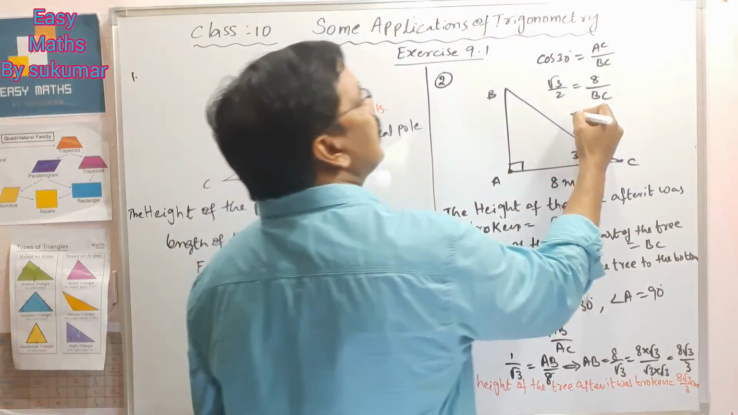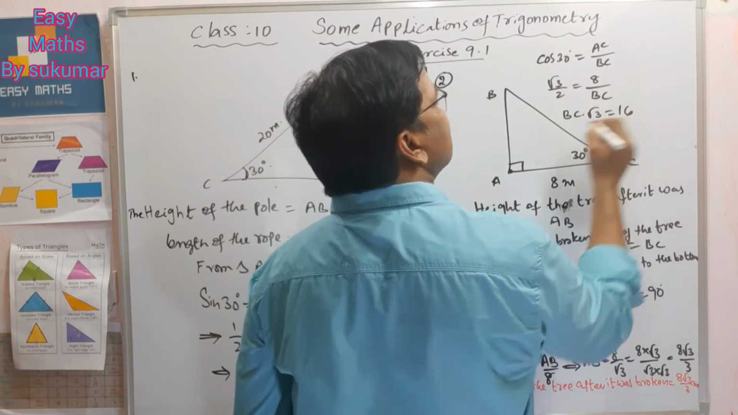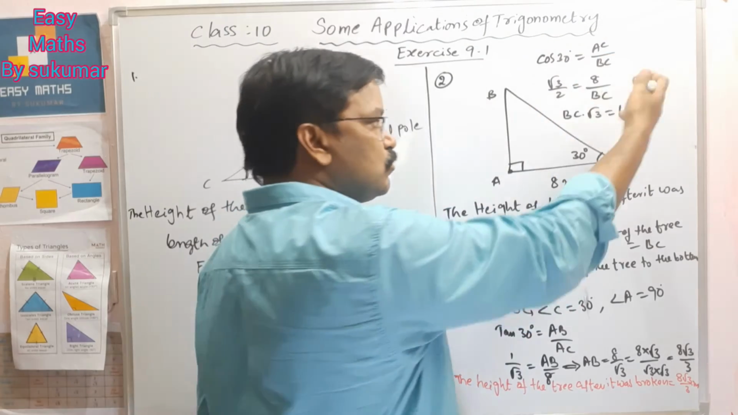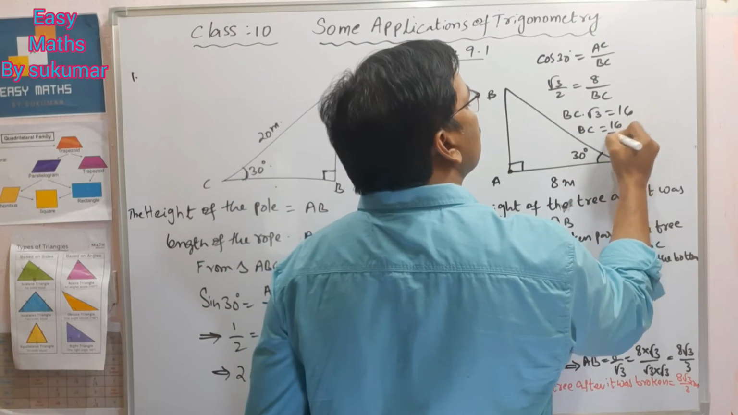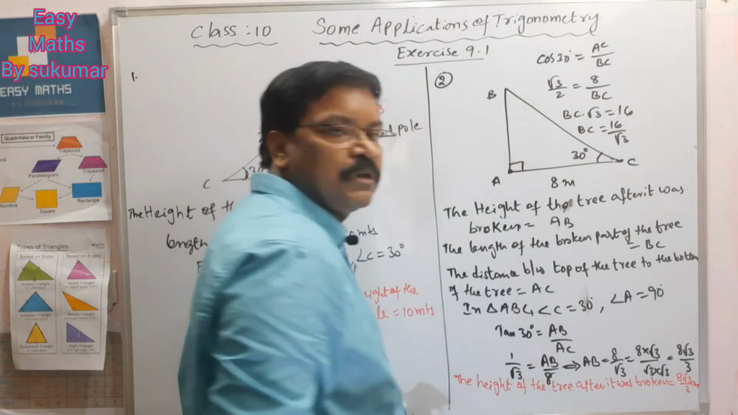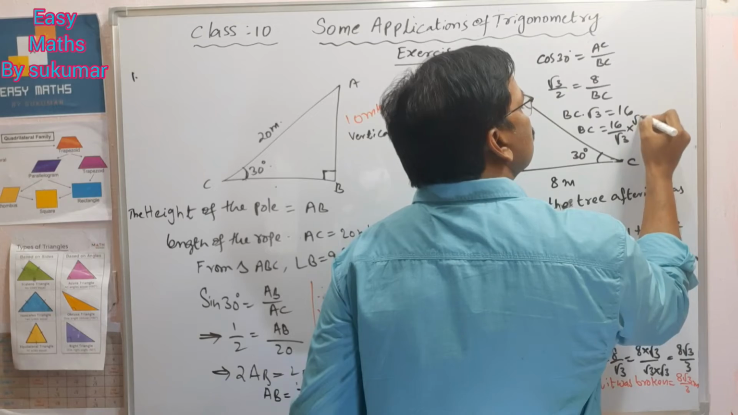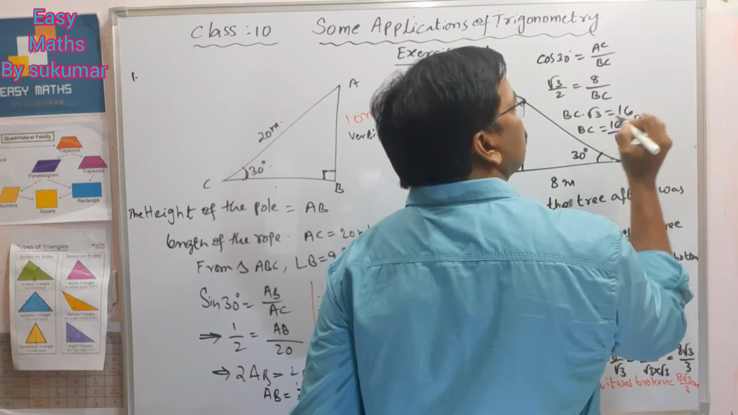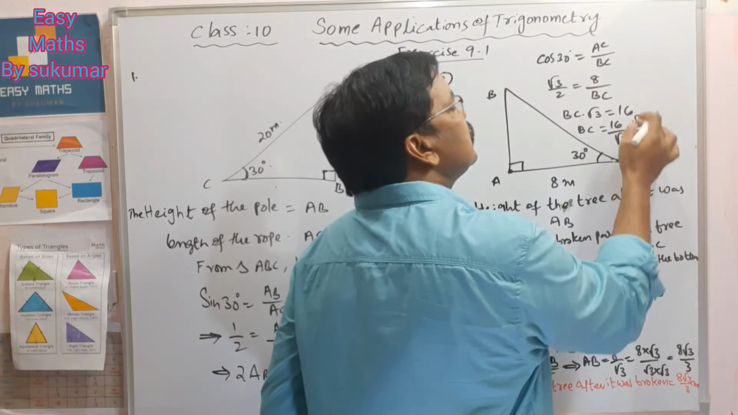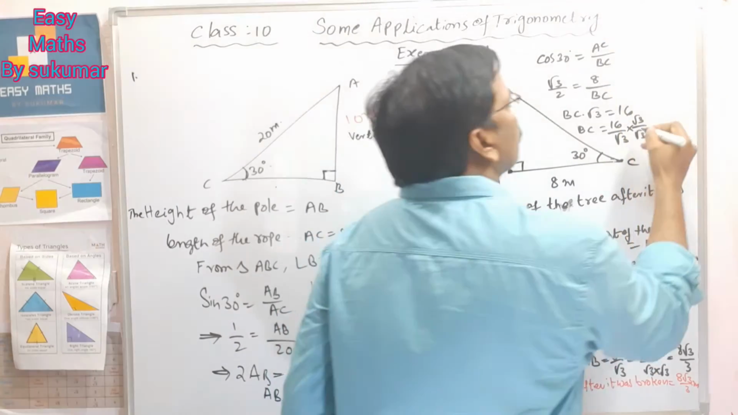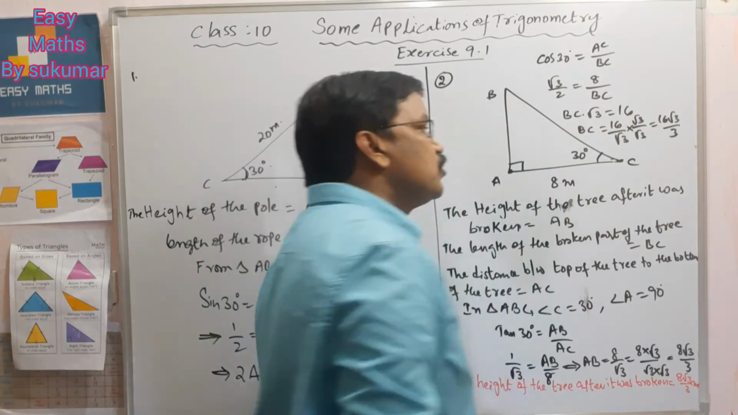By cross multiplication, BC into root 3 is equal to 16. BC into root 3 is equal to 2 times 8 is 16. So BC is equal to 16 by root 3. Again we rationalize the denominator here. That means 16 into root 3 by root 3 into root 3. I am multiplying here root 3. So this is 16 root 3 by 3.